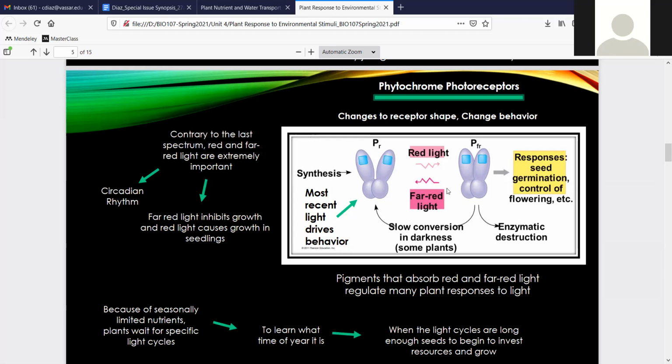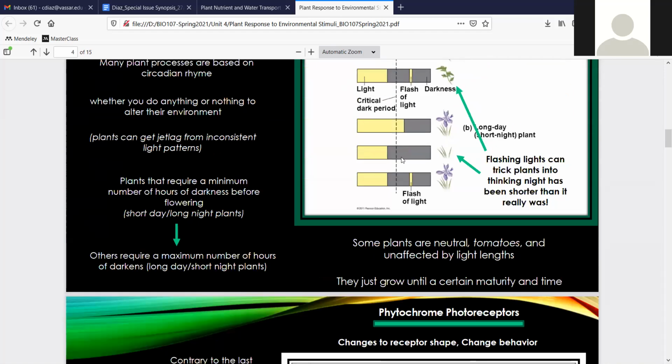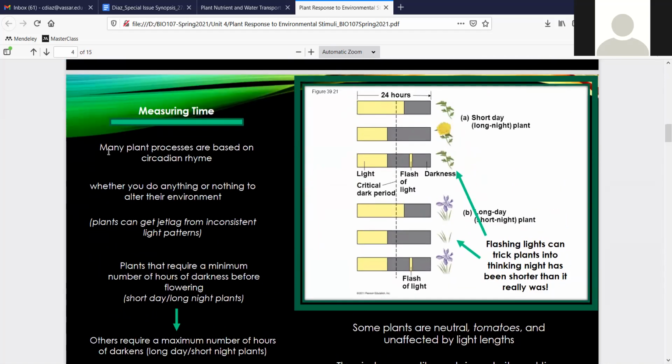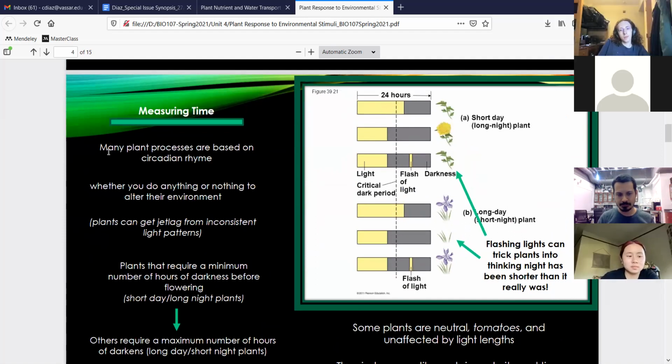This is a specific color I'm talking about, but this kind of mechanism is how it works for plants along a spectrum of light. I kind of went on a long rant about that. I don't know if that answered your question or if that cleared anything up. Yeah, thank you. Okay.